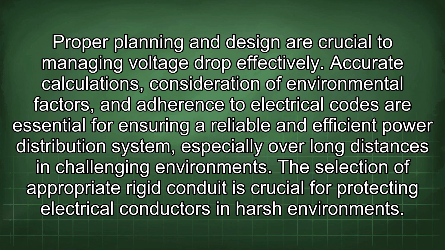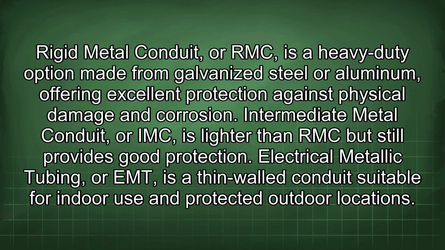The selection of appropriate rigid conduit is crucial for protecting electrical conductors in harsh environments. Rigid metal conduit, or RMC, is a heavy-duty option made from galvanized steel or aluminum, offering excellent protection against physical damage and corrosion. Intermediate metal conduit, or IMC, is lighter than RMC but still provides good protection. Electrical metallic tubing, or EMT, is a thin-walled conduit suitable for indoor use and protected outdoor locations.